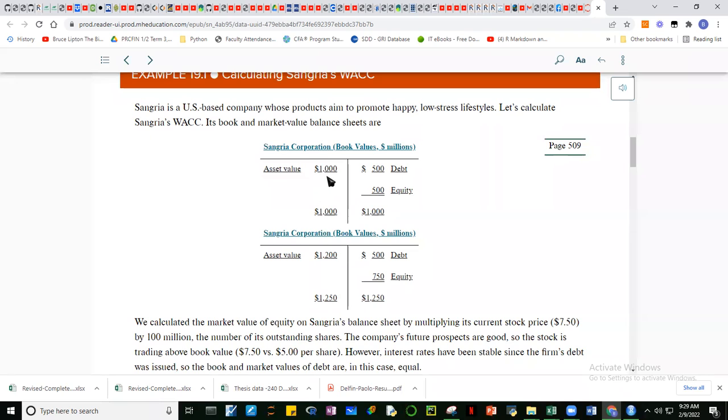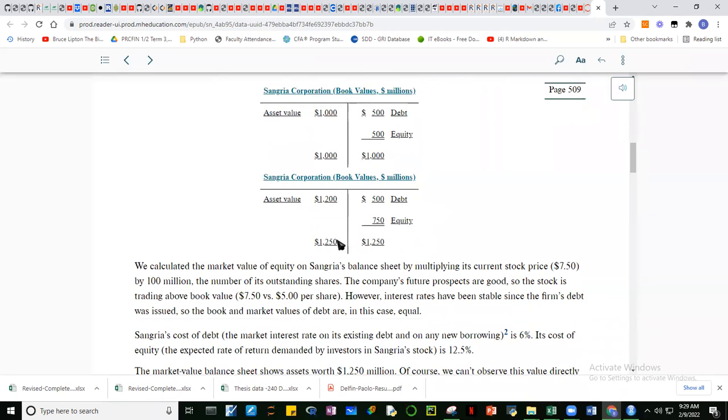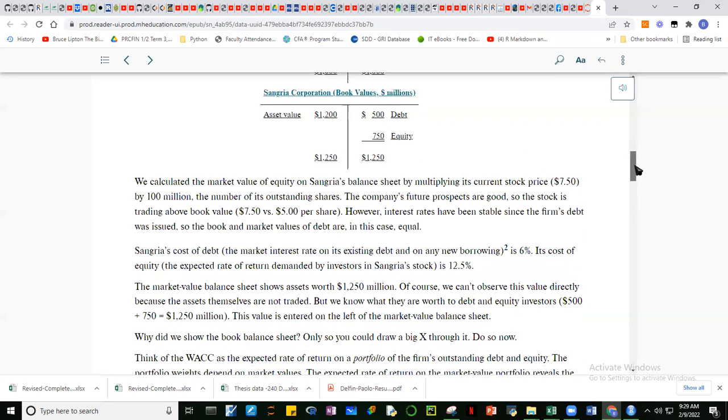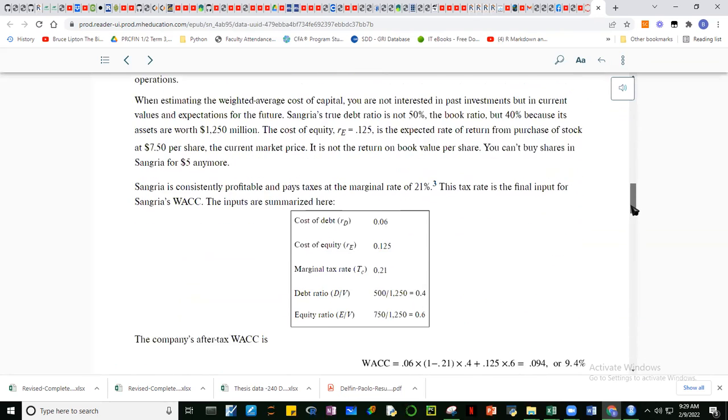Okay, the asset now became 1,000. I think this is the end of the year. So the asset became 1,250, okay? The value of the asset, and then the value of the equity, of course, should be 1,250. Now, this is the market value. So when we compute for the weighted average cost of capital, we use the market values and not the book values usually, okay? We use the market values and not the book values.